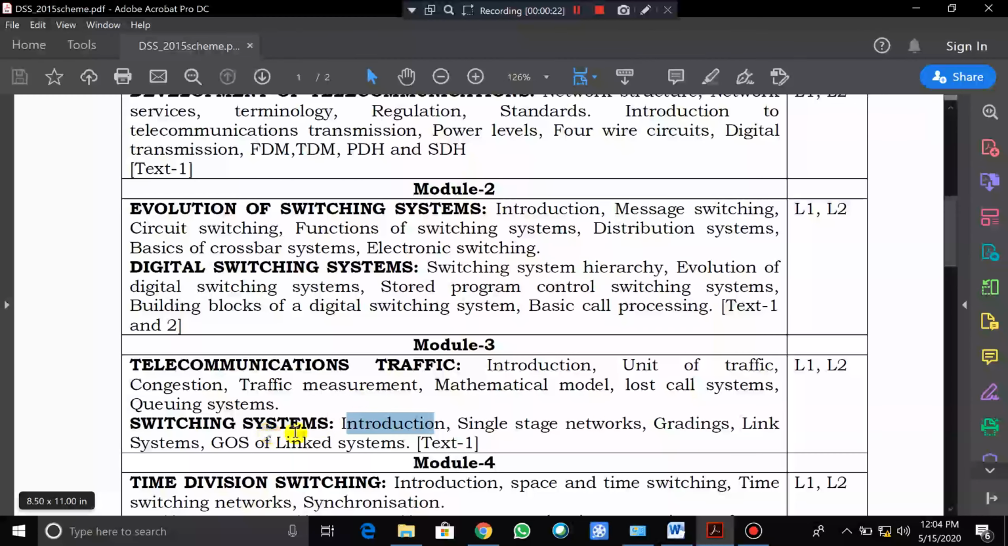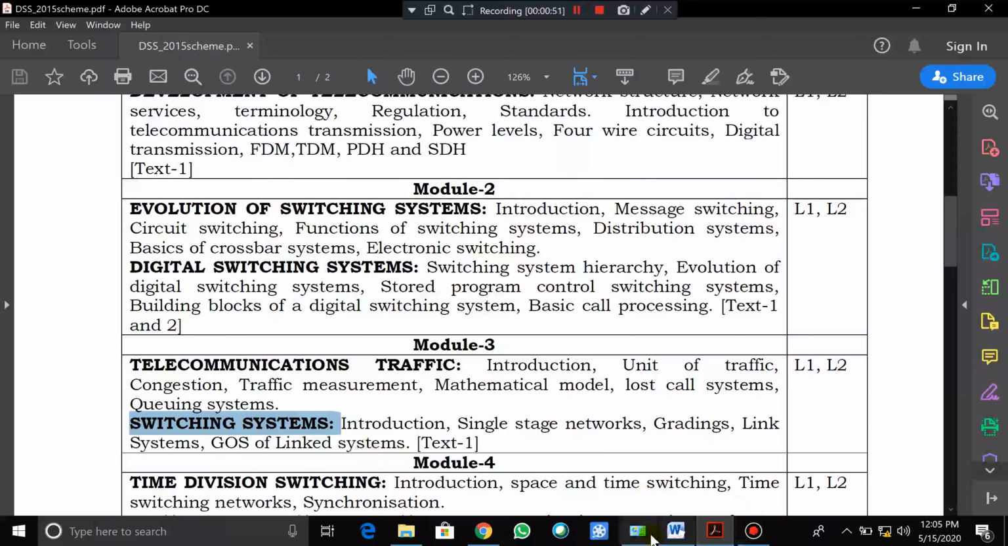Before going to this, in module number 2 we discussed the digital switching system and how it has evolved. Continuing from that, in this module we are going to discuss single stage network gradings, different types of gradings, how we link the systems, and the grade of service for linked systems.